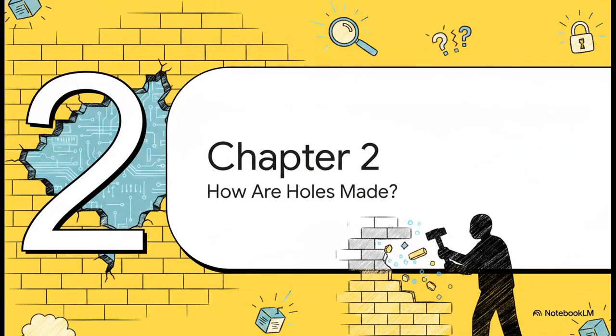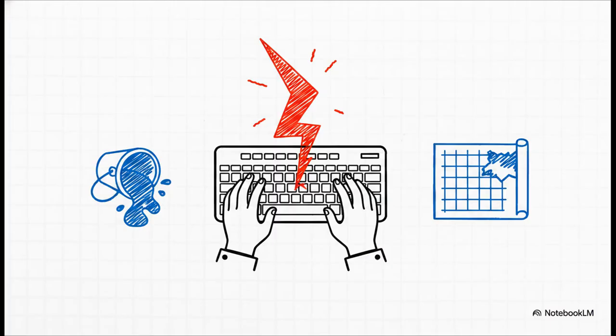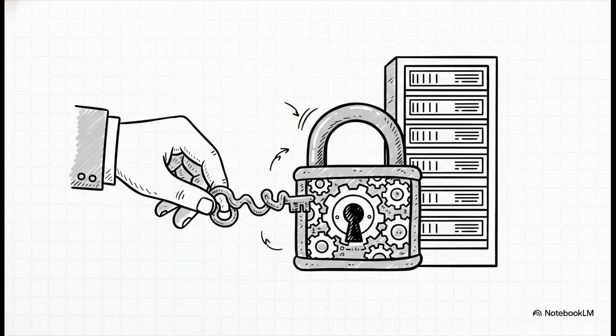Chapter 2: How are these holes made? So how exactly do these invisible holes get there? Like, who is leaving the wall unfinished? The source material neatly categorizes these into three main types: coding errors, memory management errors, and design errors. But here is the staggering reality. Roughly 90% of all vulnerabilities globally come straight from type 1. Just simple, everyday human coding mistakes. I mean, we're human, right? We make typos. Let's look at a concrete example of a coding error.